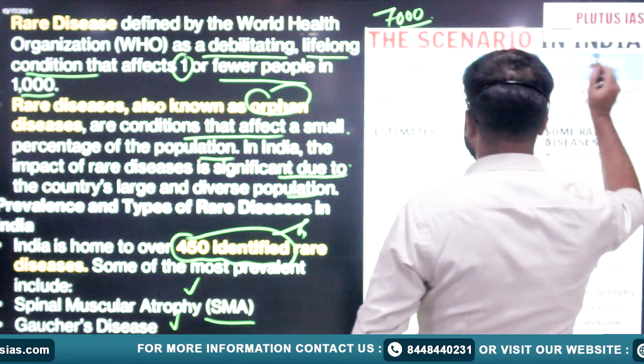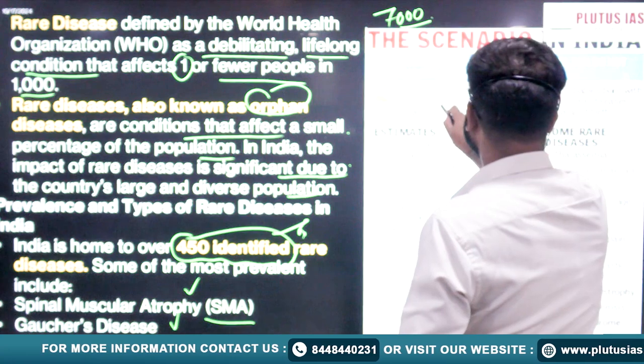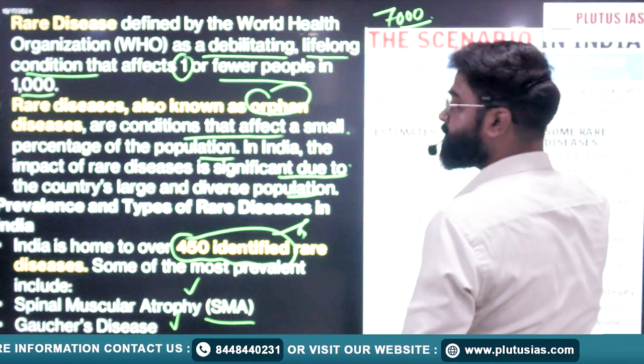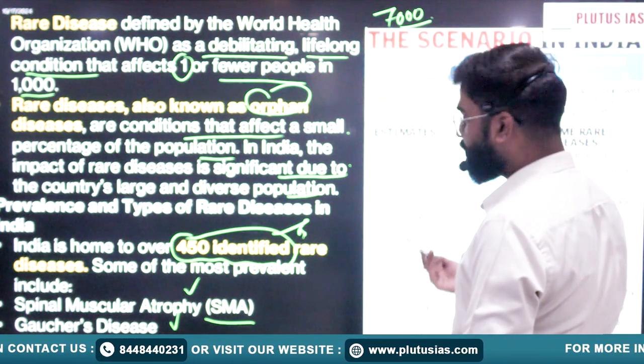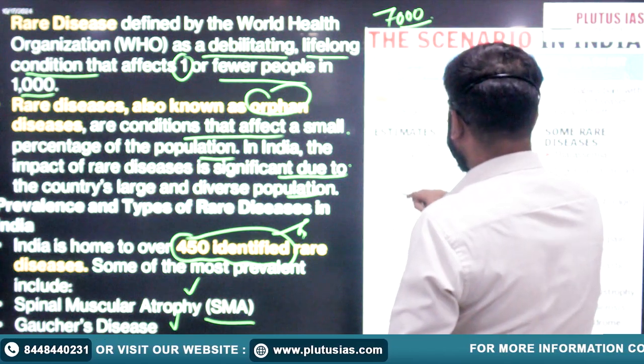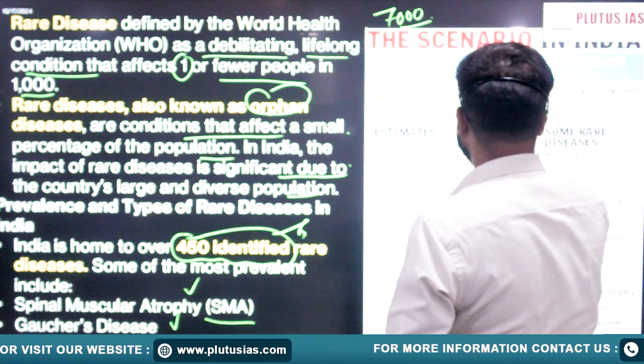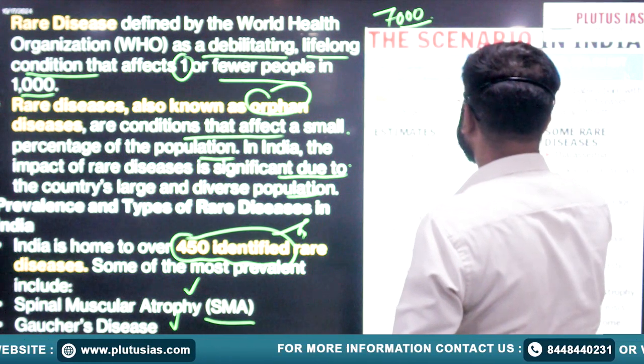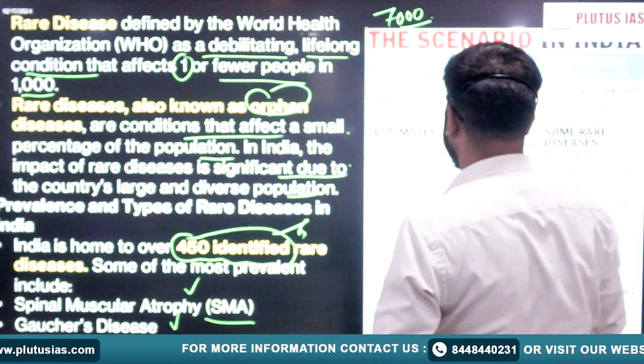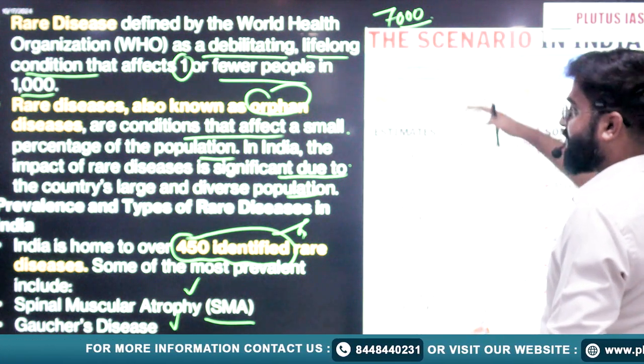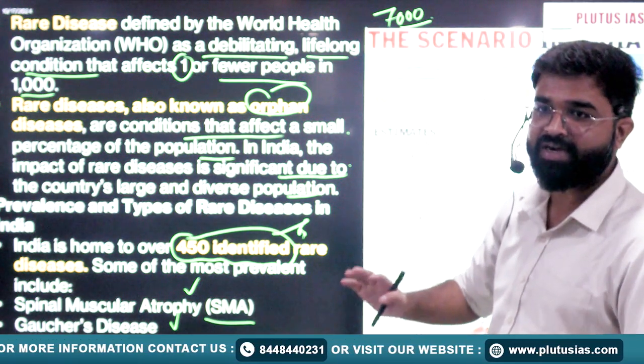Okay, 50% of babies born with a rare disease die within a year. Ye ek issue hai. Dusra, 80% of the diseases occur at birth and are genetic in nature. Okay, congenital in nature. An estimated 9 to 10 crore people in India suffer from rare disease, which is 25% of the global patients. So, ek baar ye padh lena. Samajh mein aaya? What is a rare disease?